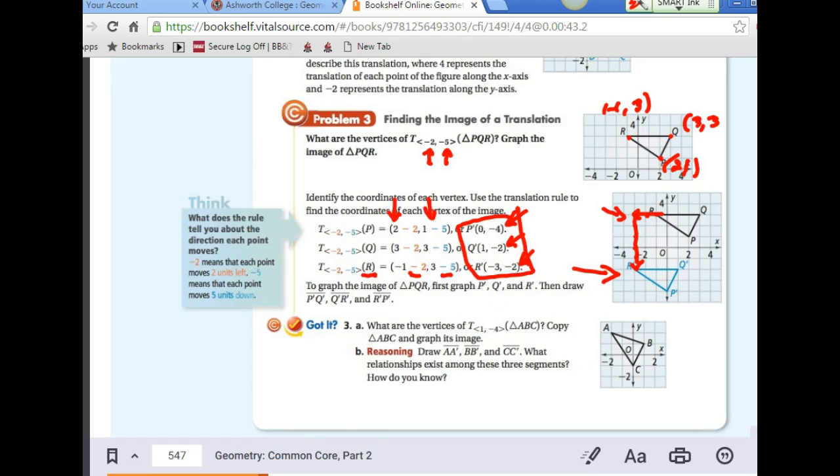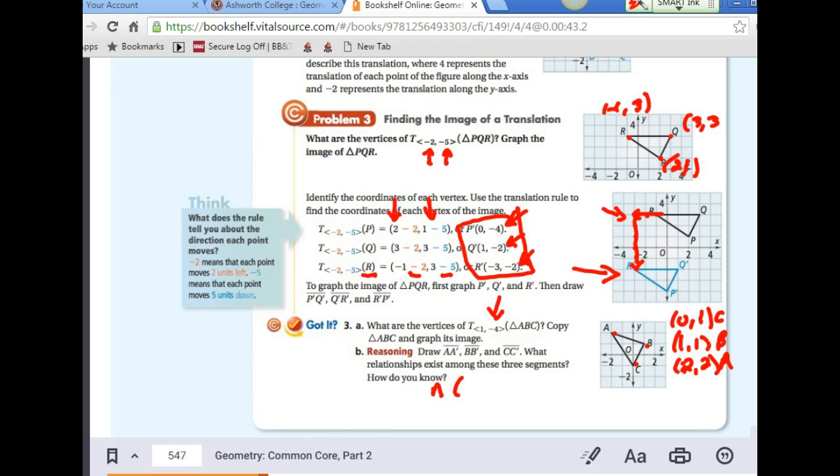If we look at the Got It section, what are the vertices using the transformation T of (1, -4)? So again, these 3 points right here would be (0, -1). That's my C value. I should have started with A. B is (1, 1). And A is (-2, 2). Again, I probably should start with A.